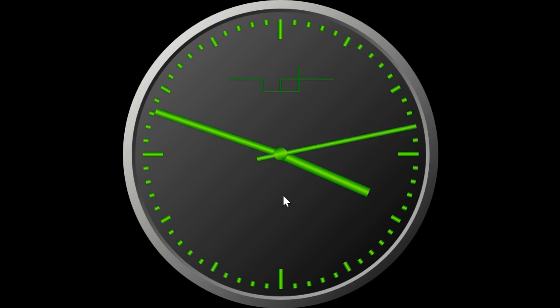Let's count together. 1, 2, 3, 4, 5, 6, 7, 8, 9, 10. These are seconds. Starting here and going one whole turn around the clock takes 60 seconds.